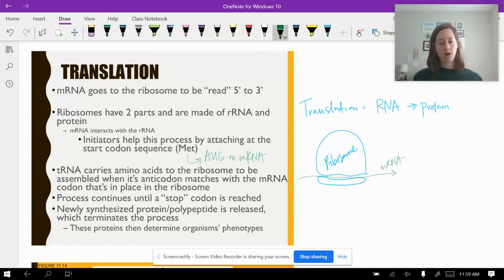This will continue all the way until a stop codon is reached. Stop codons code for the protein to be terminated and released to the cell. And then you have a newly synthesized protein released.